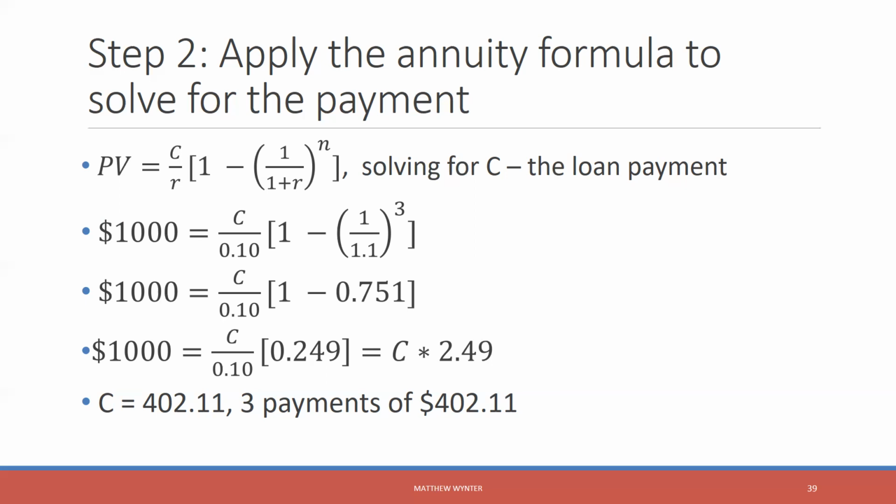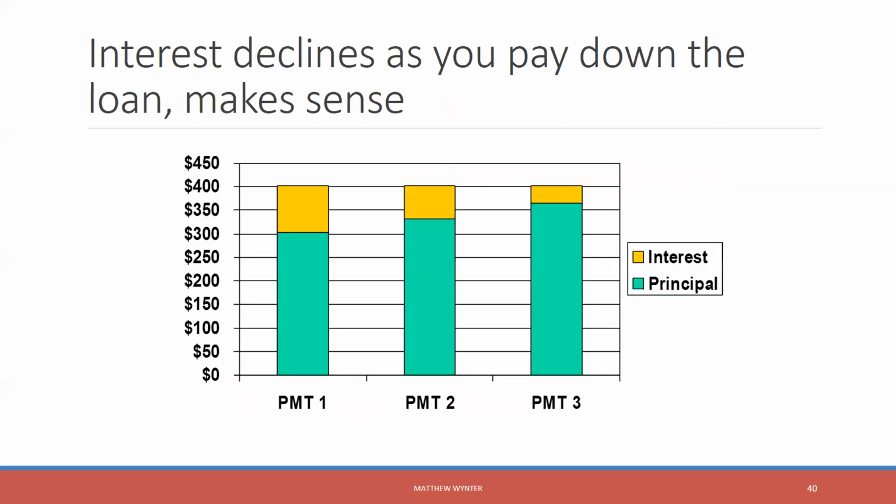And hopefully that makes intuitive sense. What you'll observe is that 3 times 402.11 is bigger than 1,000. And that makes sense. You're going to pay more to pay off the loan than you initially borrowed. Why? Because through time, interest is accruing on the loan. And that's evident here if we look at this chart.